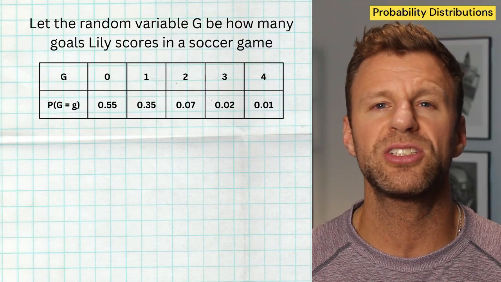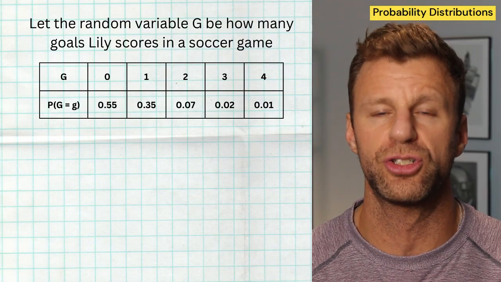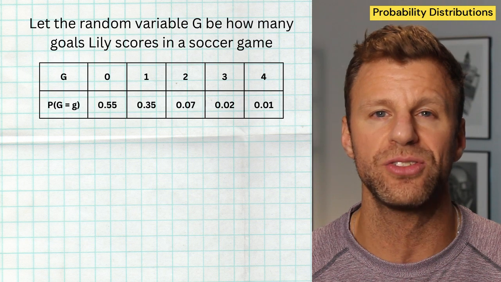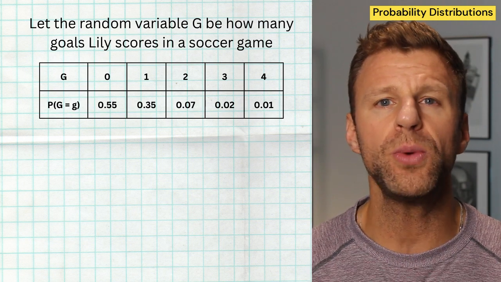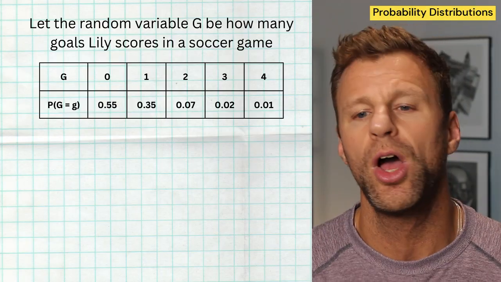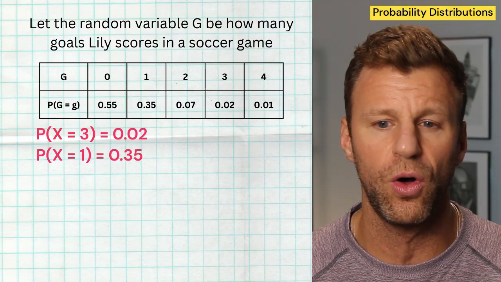A key thing to recognize is that all the probabilities in a discrete probability distribution have to add up to 1. If they don't, something's not right, so you might want to fix it. But once you have one of these probability distributions, it's really easy to ask you some basic questions. What's the probability she scores 3 goals? 2%. What's the probability she scores 1 goal? 35%.